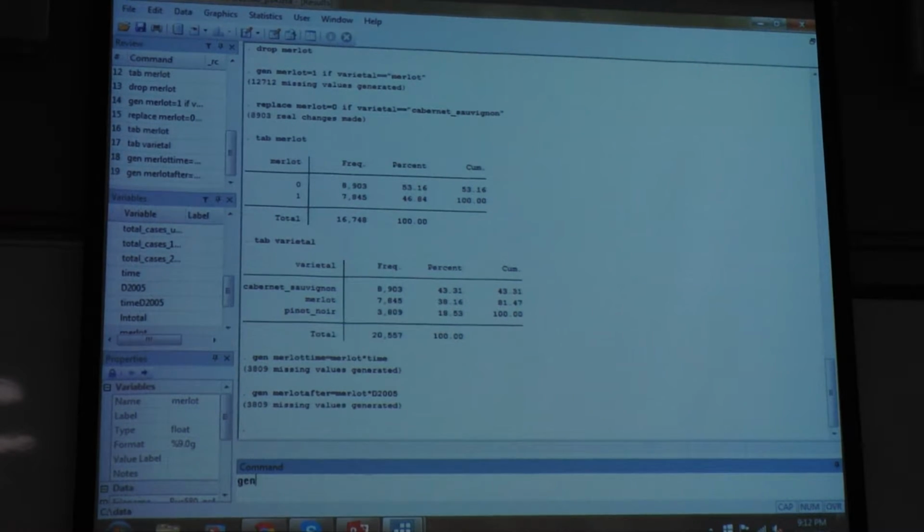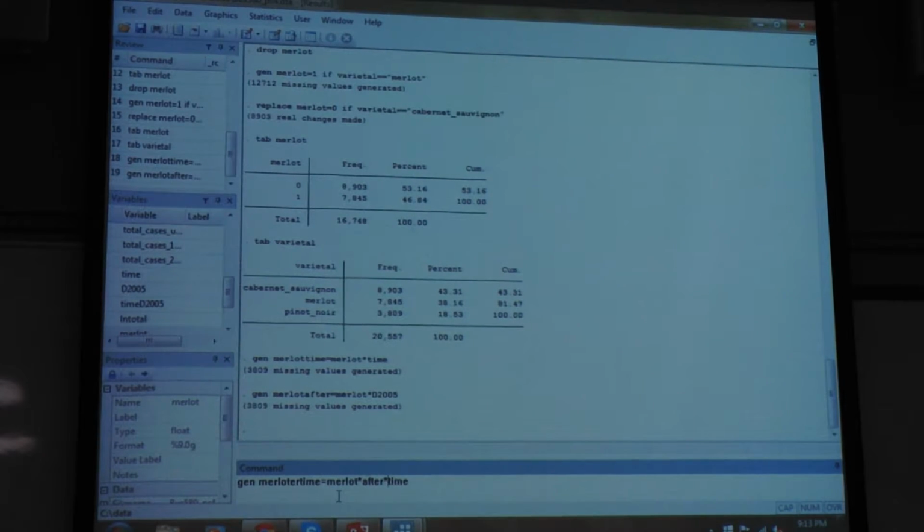And what are we missing? Low after time equals low times after times time. I got too many times there. After, it's after you're there, right? You don't have a variable called after. Oh, it's not after, it's D 2005. Yeah. And that's our after 2005.